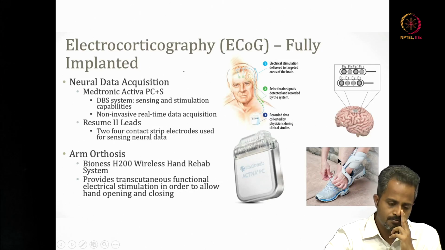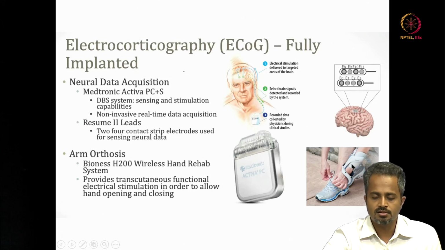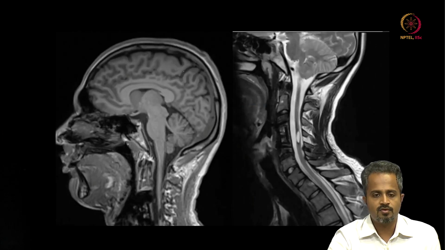This is a paper published in one of the Harvard or MIT journals, where they made it to improve the function of the hand. He developed hand paralysis as part of a stroke, and they collected the motor signals from the opposite hemisphere and fed them into this functional electrical stimulator, which is the arm orthosis, a wireless hand rehabilitation system that stimulates the muscles so that he could make a simple basic grasp function.